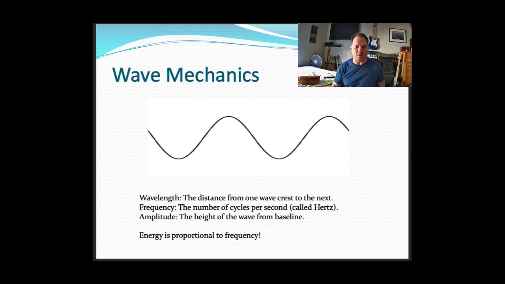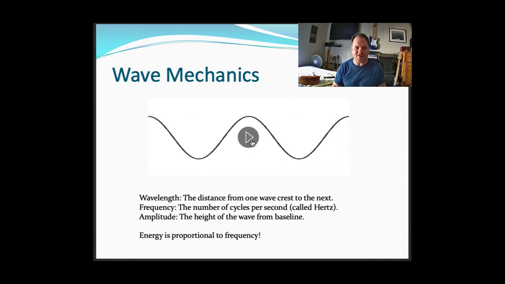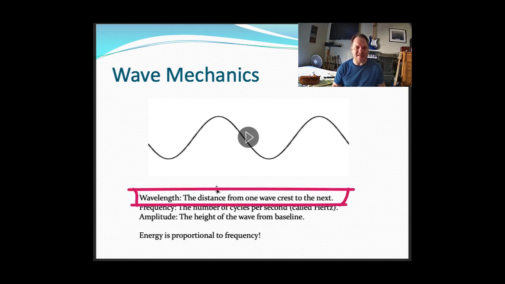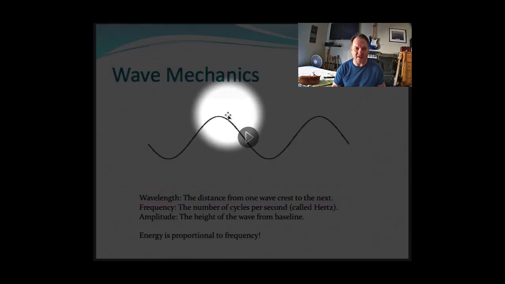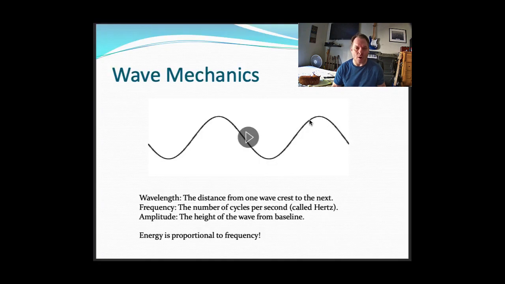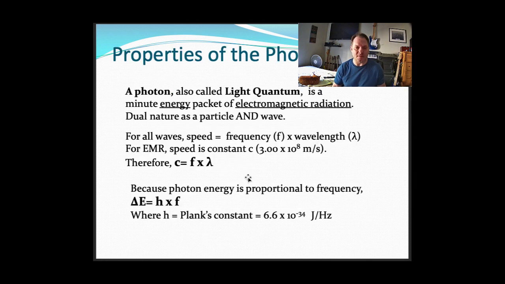So when I'm looking at a wave, how can I quantify aspects of this wave? Well, first of all, there's something called the wavelength. And the wavelength is simply the distance from one wave crest to the next, perhaps from this point to this point, or it could be from one trough to the next. The distance between those points is the wavelength, usually in meters, centimeters, nanometers, depending on the type of wave.